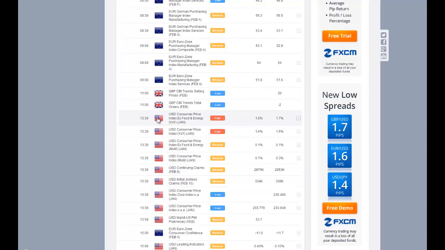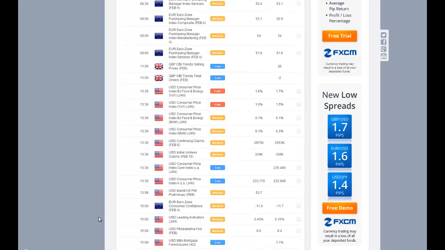Most importantly is inflation data and weekly jobless data. These two have an important impact on Fed policy, so this could cause some volatility in the dollar. Then at 1:58 in the afternoon GMT, we have PMI from the United States, and leading indicators also from the United States at 3 o'clock in the afternoon.